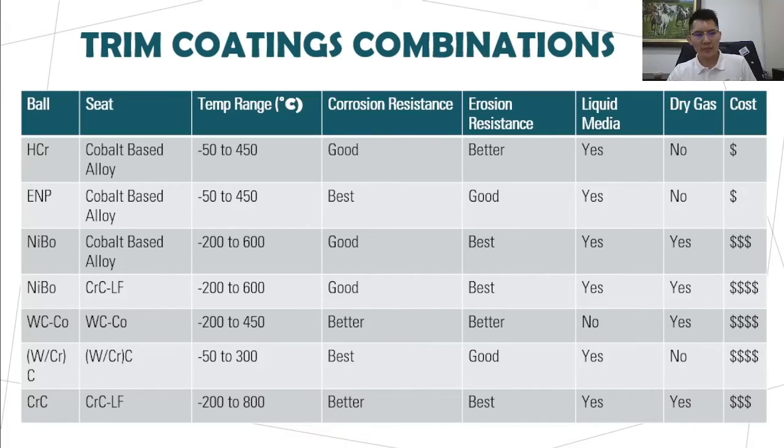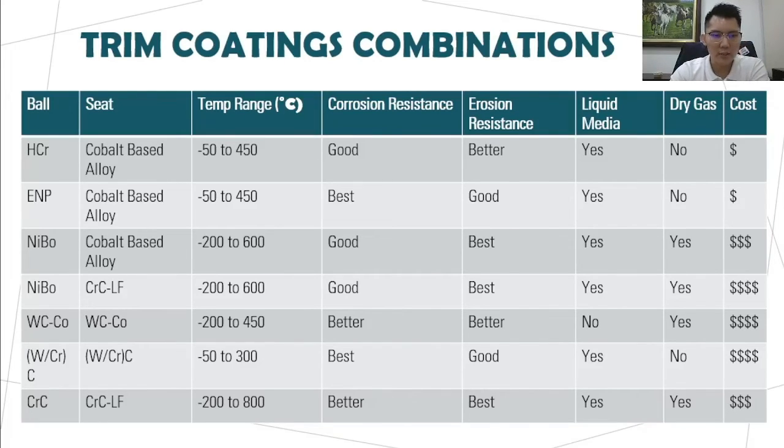Erosion is good. On the nickel boron with the cobalt-based alloy, the temperature range we can actually extend up to 600 degrees Celsius. Very good erosion, good corrosion, and compared to the previous one, it is suitable to be used on dry gas, but the cost is eventually higher by using the nickel boron.